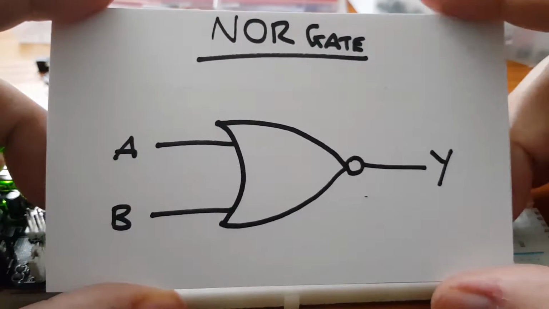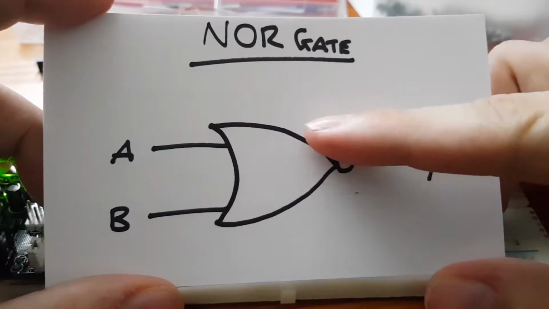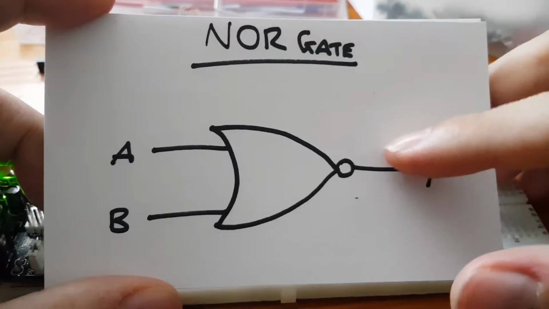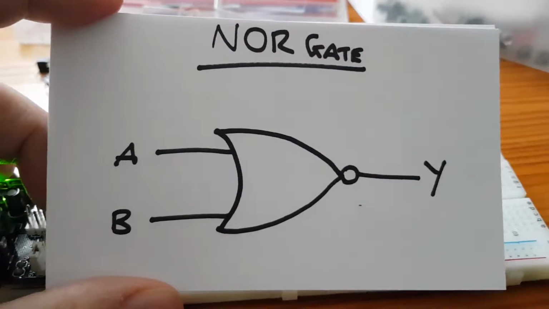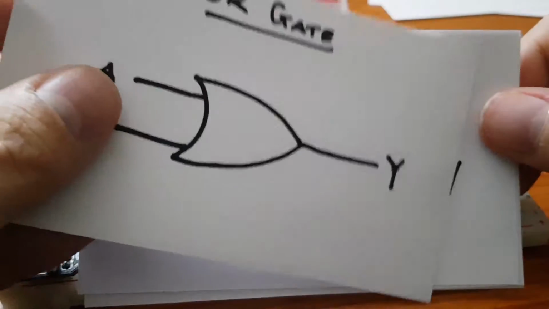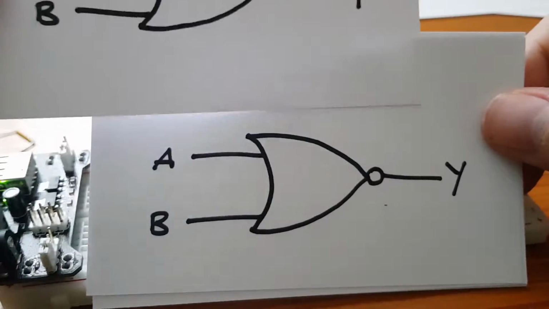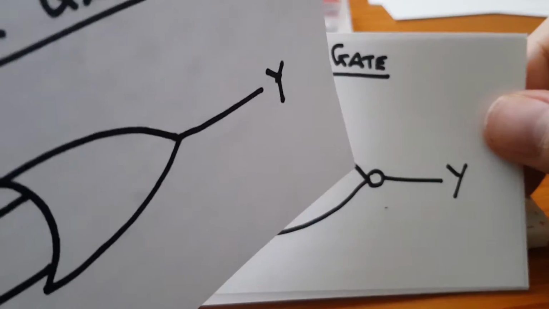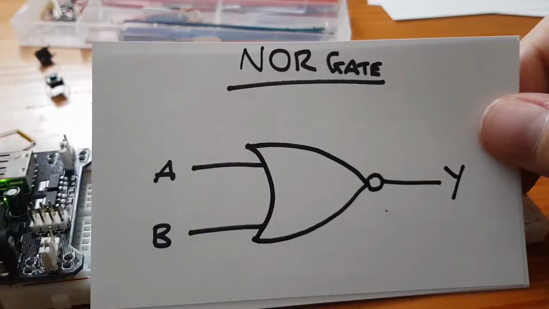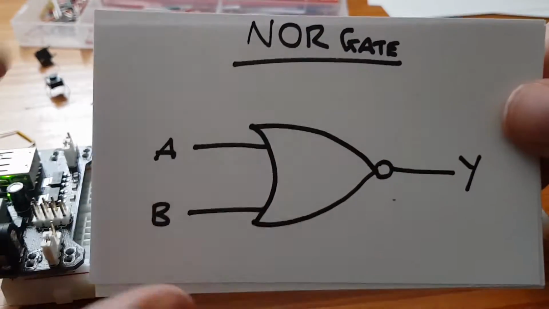Now you probably recognize that little symbol here. That is the OR gate, but the OR gate has a little bubble next to it. Okay, if we have a look at the OR gate, you can see how very similar it is. The only difference being that little circle. When there's a little circle after a logic gate, it means the output is inverted.